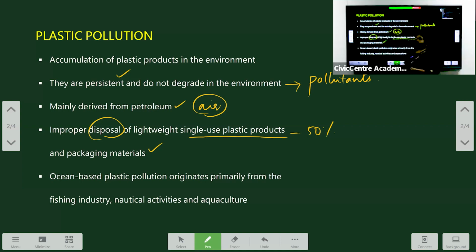Now we see that ocean-based plastic pollution originates primarily from the fishing industry. How does that happen? When fishing nets which are used for commercial purposes are laid on the seabed, they tend to break, or sometimes fishermen leave the nets in the oceans by mistake. And these fish nets, which are made of plastic, do not degrade and live in the ecosystem for years to come. And when they break down, they become microplastics.